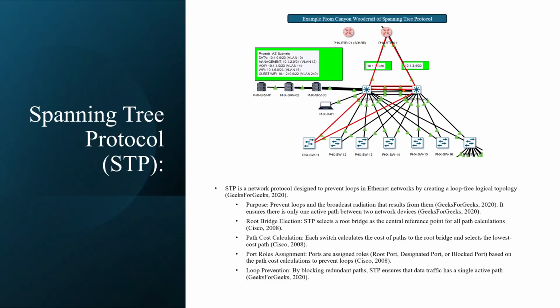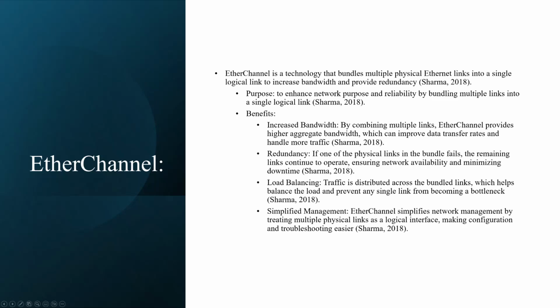It prevents loops by creating a loop-free network topology, and it includes root bridge election, determining the central reference for path calculations. Path cost calculation selects the lowest path cost path to the root bridge. Port roles assignment prevents loops, and loop prevention ensures a single active path by blocking redundant links.